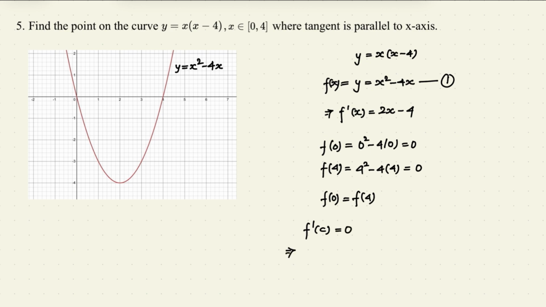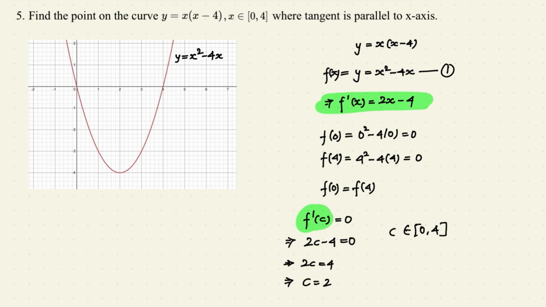Now, looking at the equation of f dash of x, we will write the value of f dash of c, and that will be 2c minus 4 equals 0. Now this implies 2c equals 4, and hence we got the value of c as 2. Now since c is a point between 0, 4, that means at x equals 2, we will get a tangent that will be parallel to the x-axis. Therefore, at x equals 2, the tangent to this curve will be parallel to the x-axis.